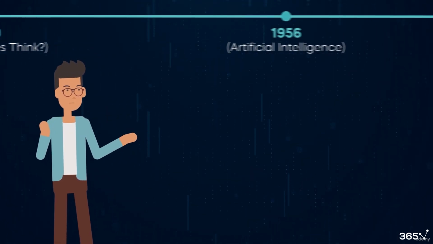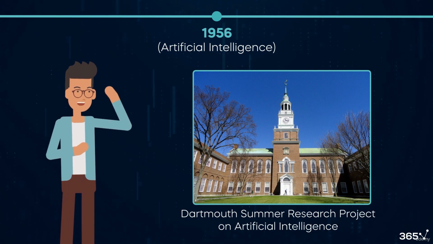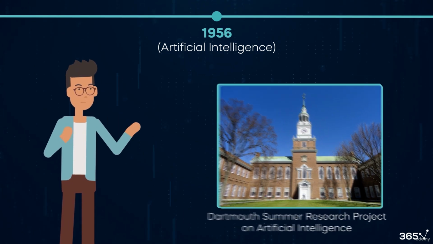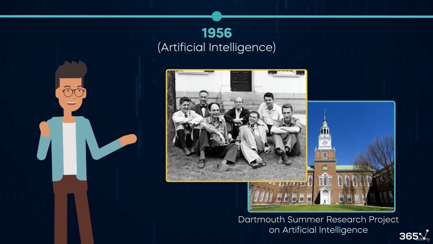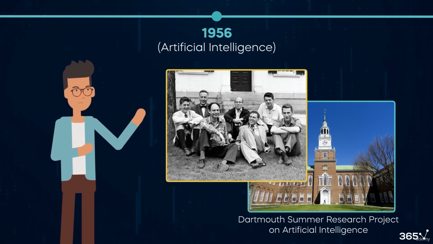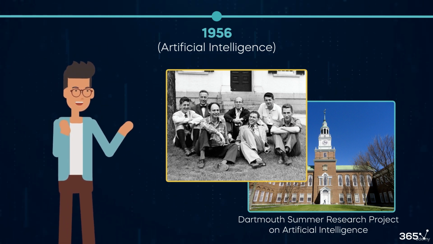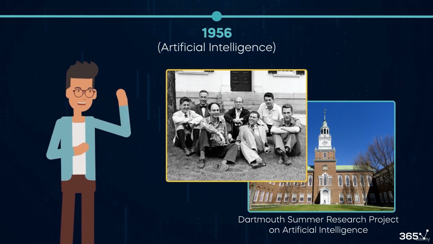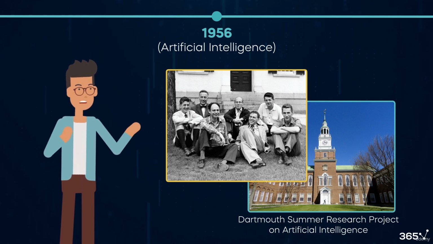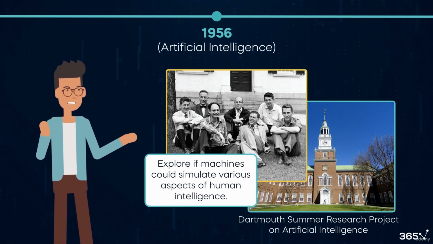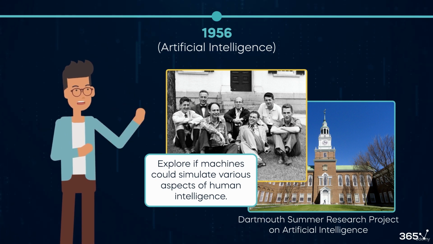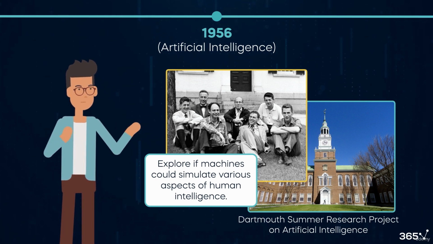Then, in 1956, the term artificial intelligence was coined at the Dartmouth Conference, and AI became a formal field of study. Participants at the conference agreed to bring together experts interested in neural networks, the theory of computation, and automata theory to explore if machines could simulate various aspects of human intelligence.